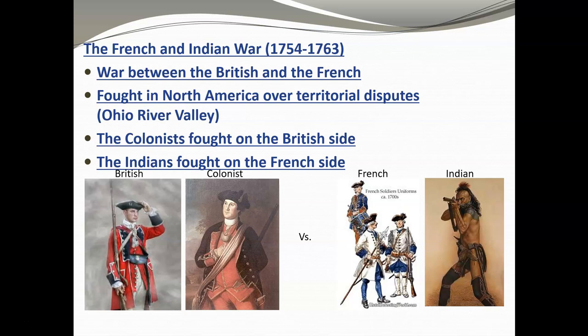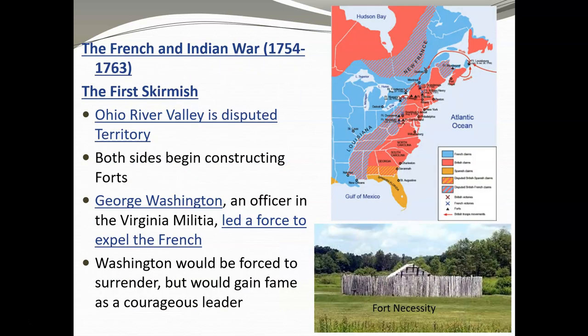When it came down to it, the colonists ended up fighting on the British side, and the Native Americans, hoping that their good relationship with the French would lead to them having more rights in this country, ended up kind of backfiring on them. But they thought by joining the French it would help them. So they end up fighting alongside the French.